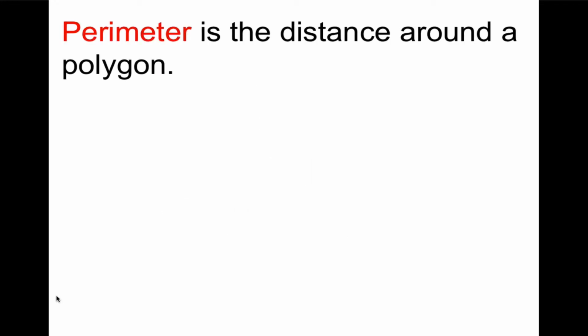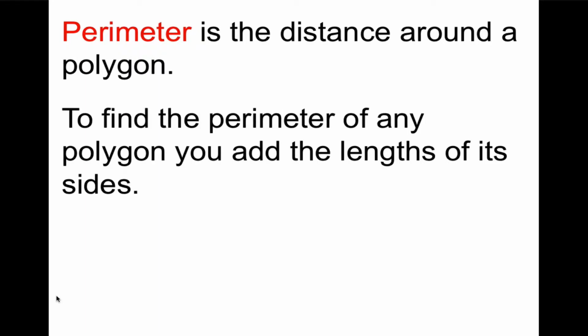Welcome. Today we're going to talk about perimeter and area of parallelograms. Perimeter is the distance around a polygon. Remember, in Cornell-style notes, you write this in the right-hand column and come up with a question to which this is the answer. Perimeter is the distance around a polygon. To find the perimeter of any polygon, you add up the lengths of its sides.